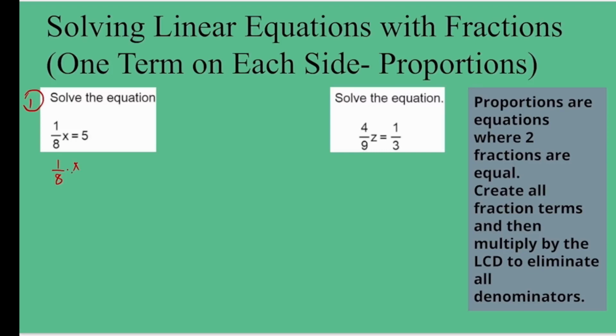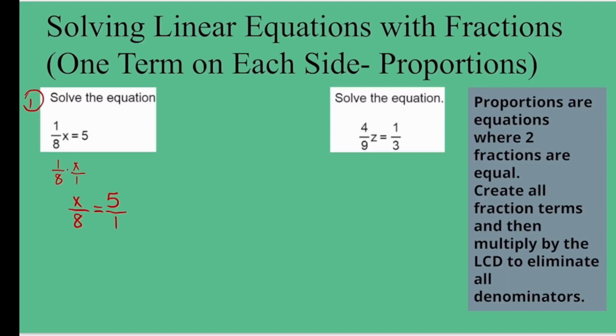So 1/8 x means 1/8 times x. I can make x a fraction by putting it over 1. So this left side essentially becomes x over 8, x divided by 8. And the right side is 5. I can make 5 a fraction because 5 I can write as 5 divided by 1. So now I have a linear equation with a fraction on either side.